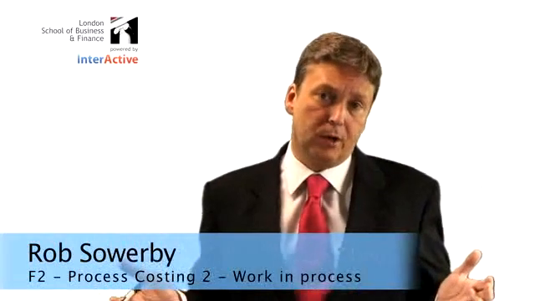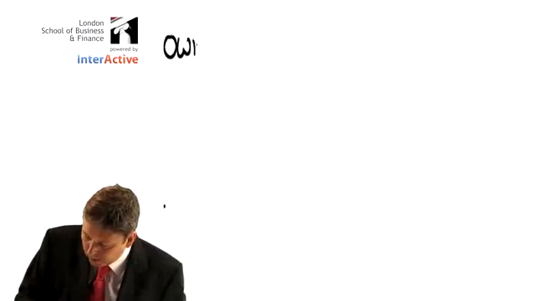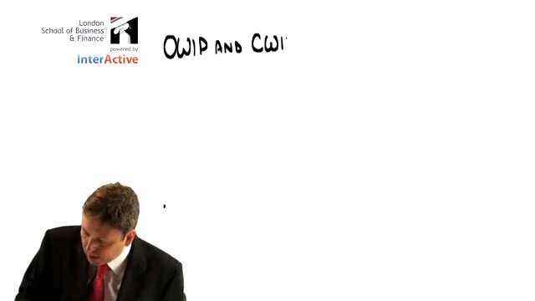We've already seen the basics of process costing. And the key about process costing, as you remember, is that we need some sort of average cost per unit. What we now want to look at is a situation where the process has both an opening balance and a closing balance. I suppose what we could call this is opening work in progress and closing work in progress.